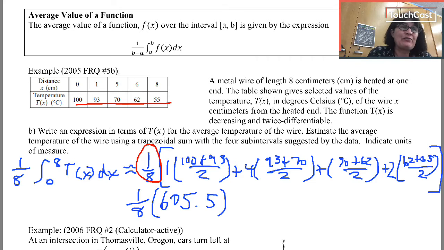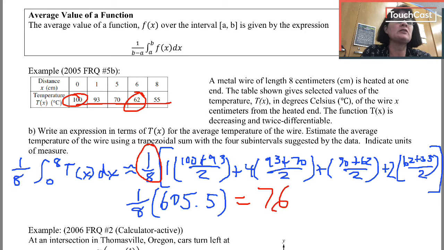Maybe you can't look at that and figure out the exact average, but it works like averages. So if the lowest is 62 and the highest is 100, the average has to be somewhere in between those. So if you added up your answer and you got 605, I hope you would stop and say, oh, that can't be an average temperature. And you would remember, I hope, to make sure you divide it by your 8. So 605.5 divided by 8 is 75.6875?